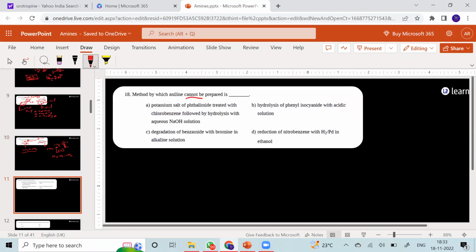Method by which aniline cannot be prepared. Potassium salt of phthalimide treated with chlorobenzene followed by hydrolysis with aqueous solution. What reaction is this first? This is your Gabriel phthalimide synthesis.